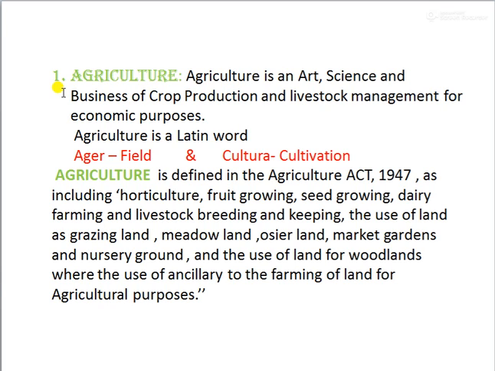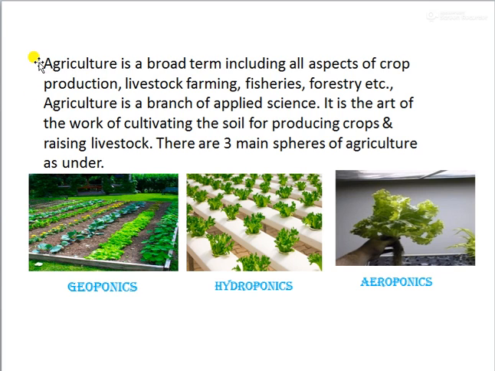Agriculture is defined in the Agriculture Act 1947 as including horticulture, fruit growing, seed growing, dairy farming and livestock breeding, and keeping the use of land as grazing land, meadow land, osier land, market gardens and nursery ground, and the use of land for woodlands where the use is ancillary to the farming of land for agriculture purposes. Agriculture is a broad term including all aspects of crop production, livestock farming, fisheries, forestry, etc.